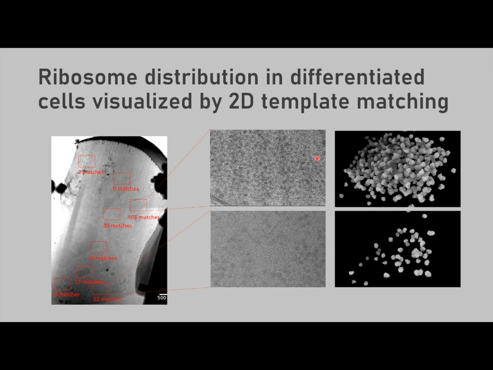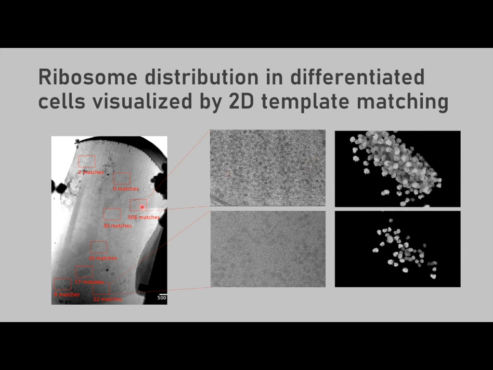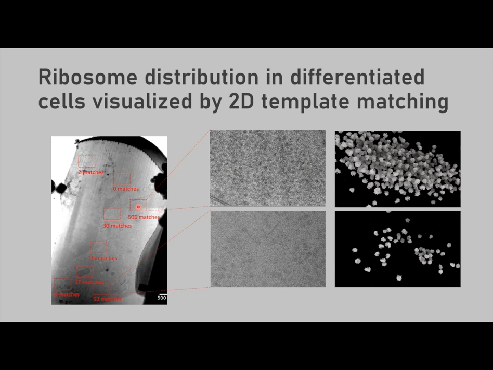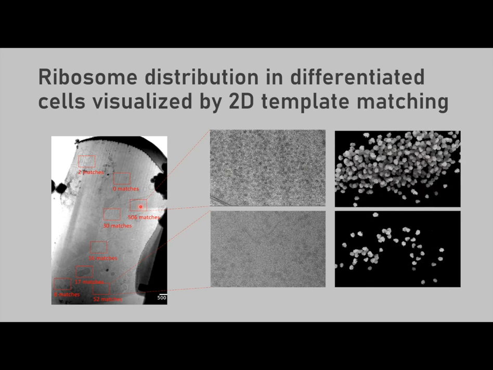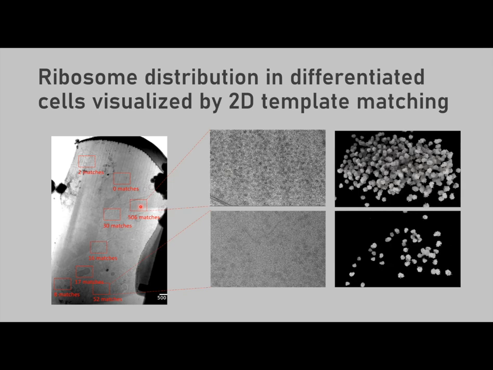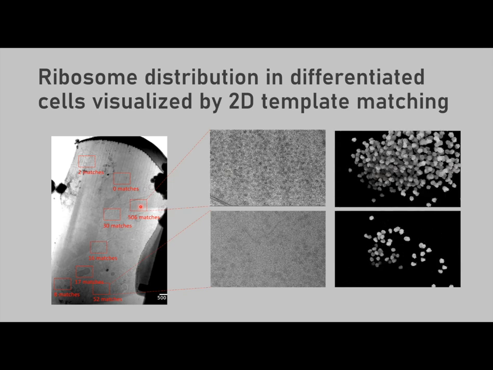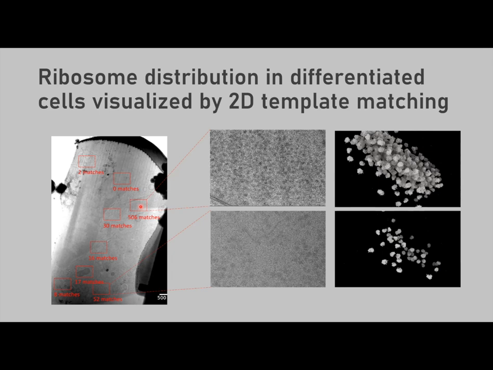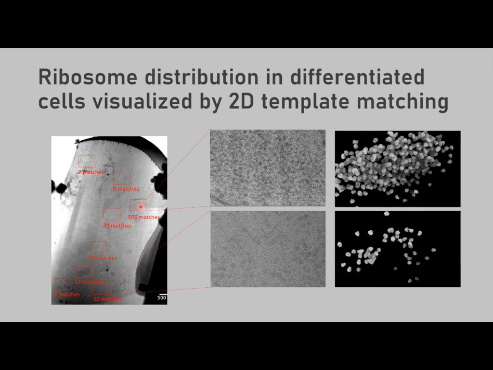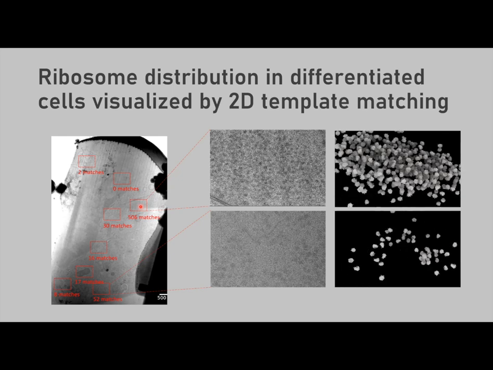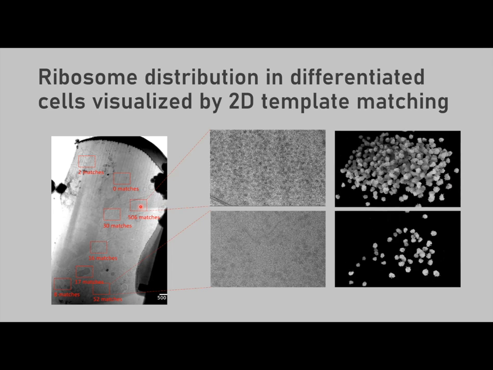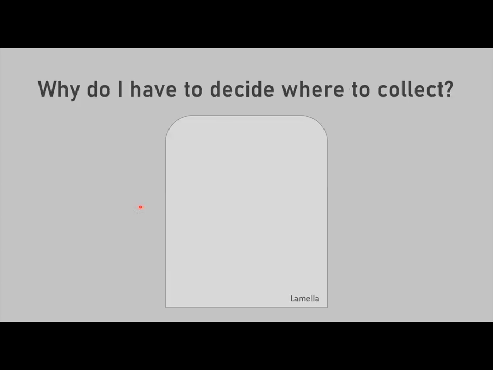The problem, of course, is to really study this, you need an N of more than one. And in this lamella, it was basically dumb luck that I clicked on this particular location and collected an exposure there, but if I hadn't, we would have missed that. And I haven't seen anything in any of the other lamellas I imaged, but of course, I don't know, did I just not choose the right location? We actually would see these kind of local concentration gradients of ribosomes more often, but we're just missing them.